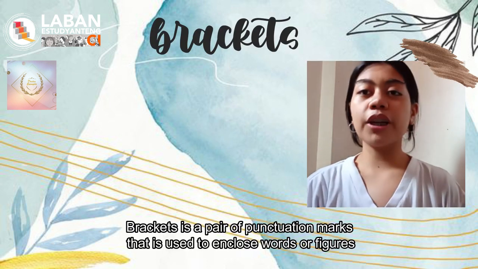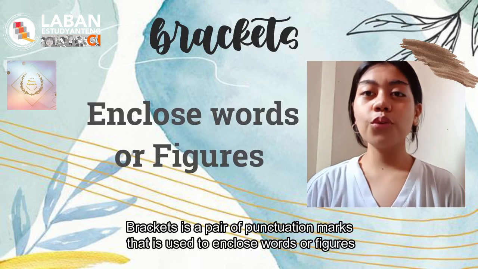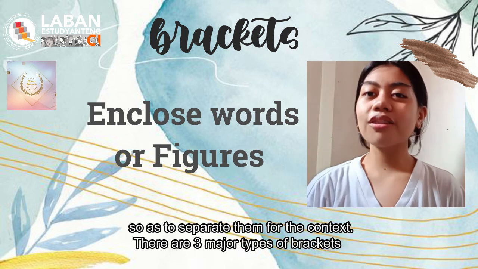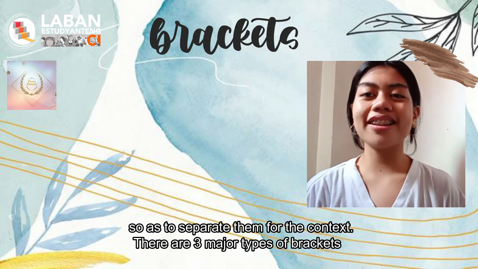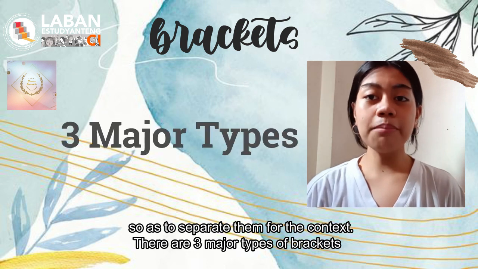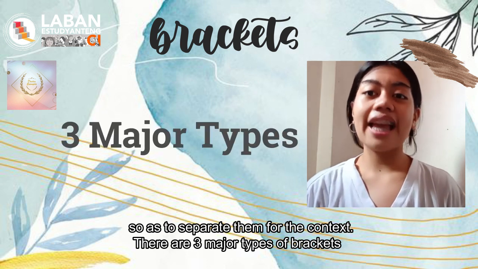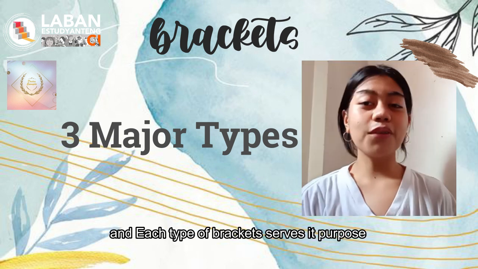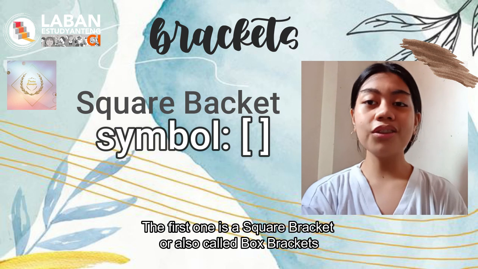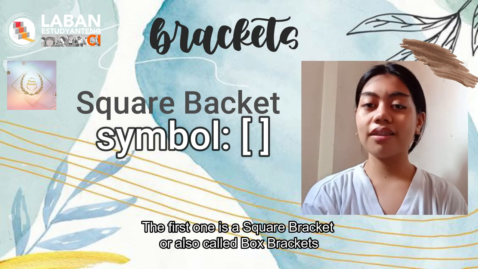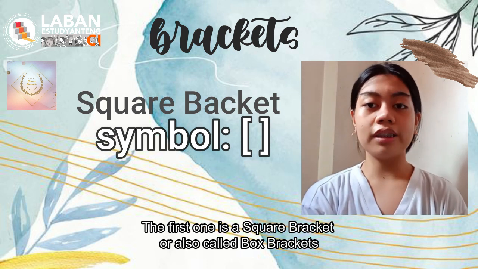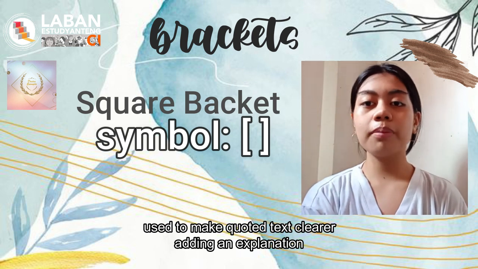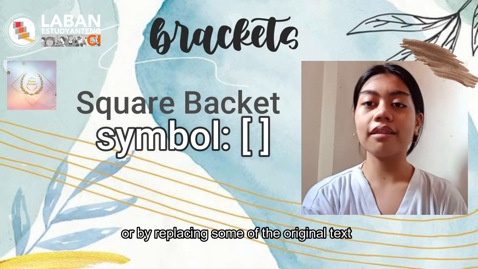Brackets is a pair of punctuation marks that is used to enclose words or figures so as to separate them from the context. There are 3 major types of brackets, and each type of bracket serves its purpose. The first one is a square bracket, or also called a box bracket, used to make coded text clearer, adding an explanation or by replacing some of the original text.